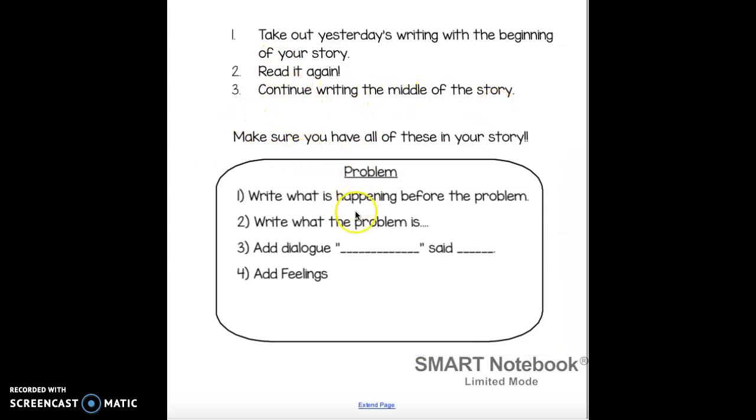So make sure you have all of this in your story. Make sure you write what's happening just before the problem. Write what the problem is, what your character's facing, add dialogue, and add feelings. Okay? And use this to help you make sure that you have all of these in your realistic fiction writing. Okay, go ahead. You can start writing.